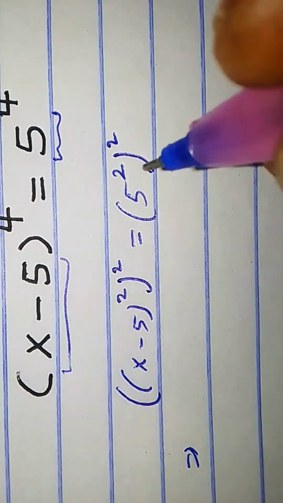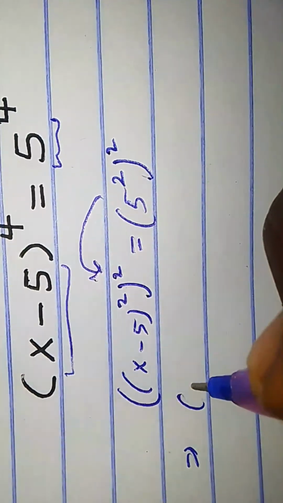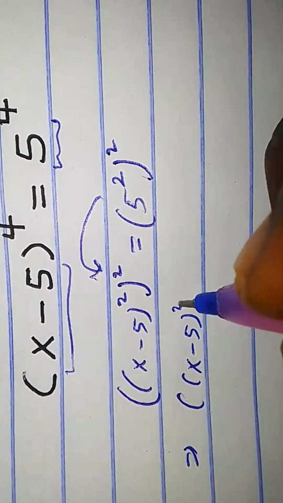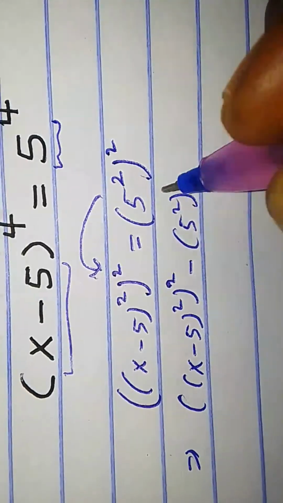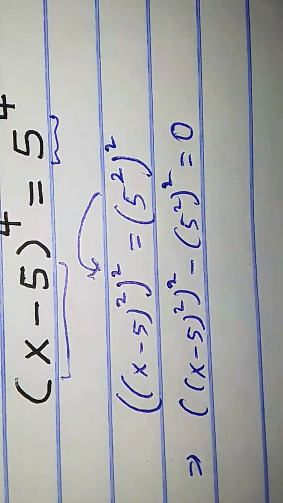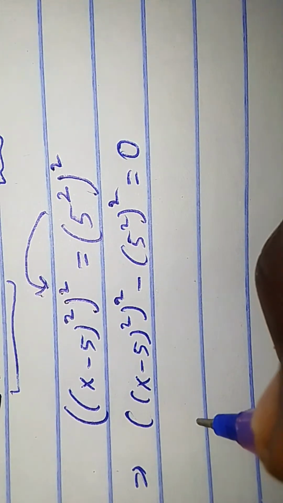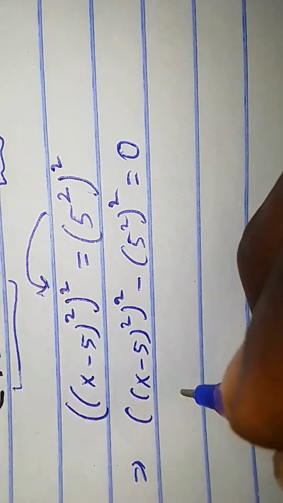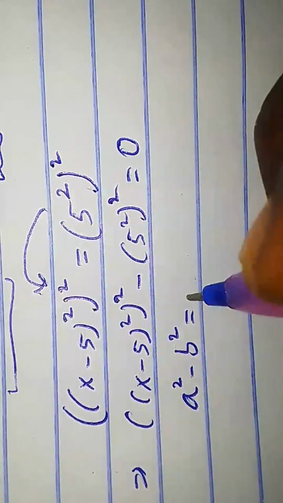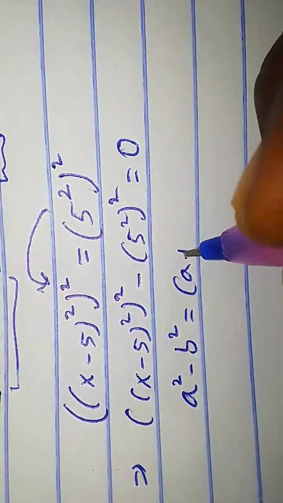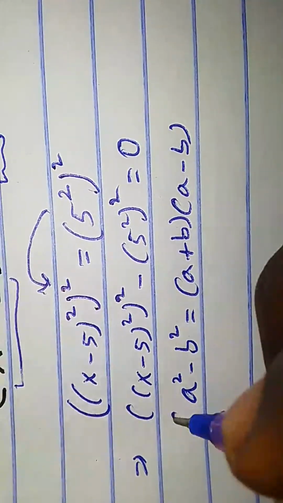This implies that, now let's move this to the left hand side. So we have ((x − 5)^2)^2 − (5^2)^2 = 0. Let's continue. Let's recall a very nice property. It says whenever we have a² − b², this is equal to (a + b)(a − b). Take note of this identity.